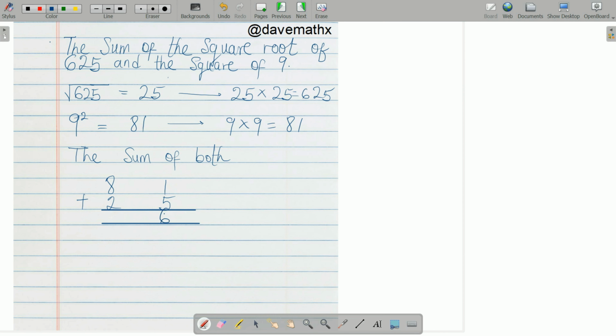5 plus 1 is 6, and 8 plus 2 is 10. Our final answer becomes 106.